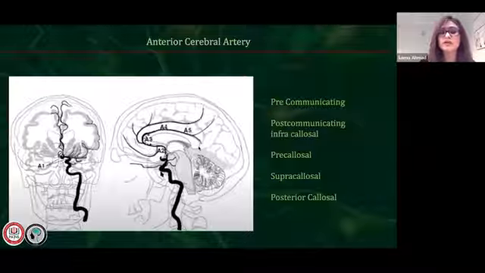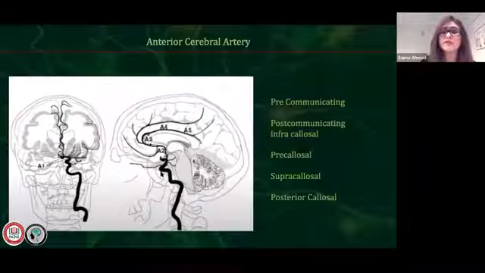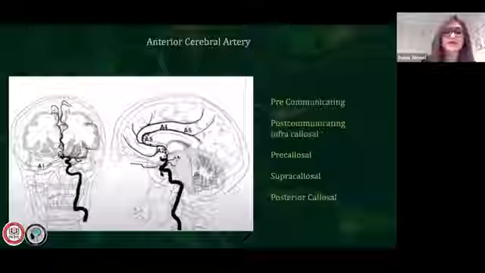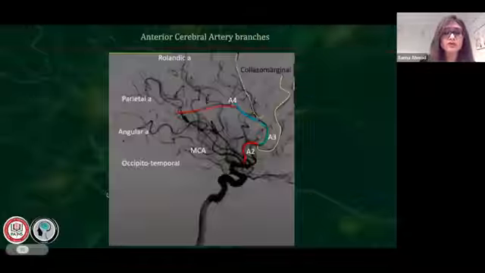And this is important. Sometimes when we occlude the PCA, due to this anastomosis, we can save the area or the penumbra. So the A1 has the medial lenticular artery.